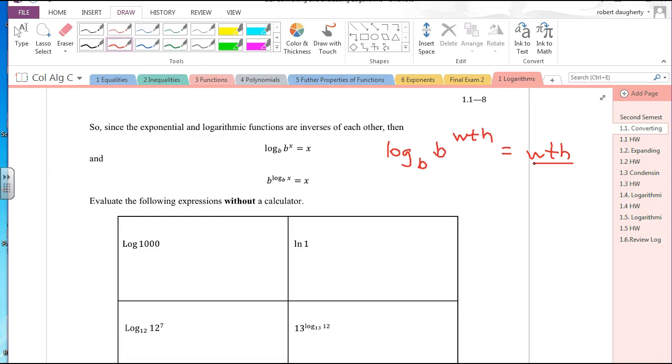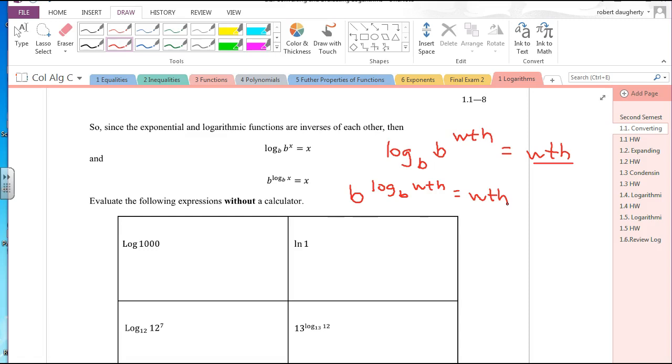So same thing here, b to the log base b of x. These are inverse functions. So if I had b, raised it to the log base b of whatever, what's the answer going to be? Whatever. These are just inverse functions. It's like saying if you square 3 and then you take the square root, what do you get?